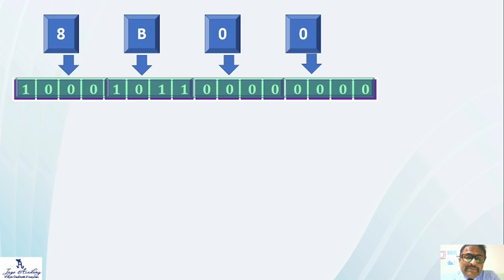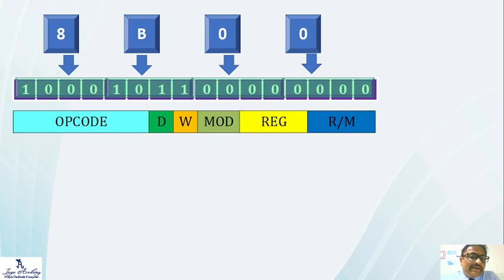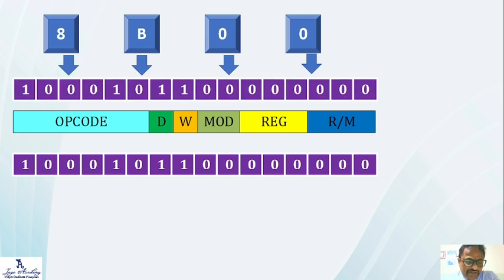Now this 16-bit combination you need to compare with the 16-bit instruction format, where the most significant bits represent the opcode, then the D bit, then the W bit, and then the mode bit, then the REG bit and the RBM bit. Let us compare this with the given machine instruction.